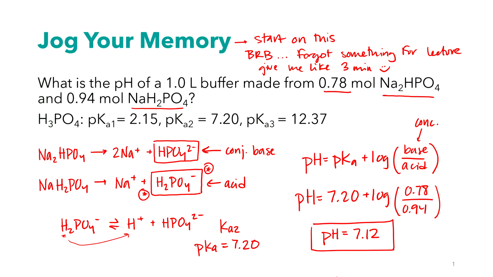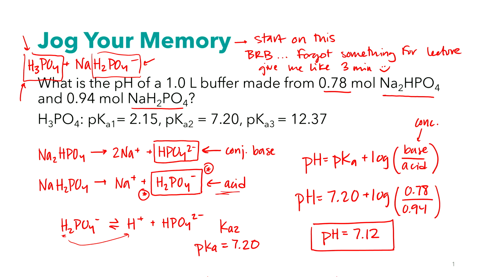If I had made a buffer with H3PO4 and NaH2PO4, let's say, then I would have been dealing with these two species. I would have looked at this and said, that's my acid, and this is its conjugate base. I should pull the pKa for that acid. That's pKa1, so that would have put me at 2.15 for my pKa. But I didn't start with those two species. I started with H2PO4 minus and HPO4 2 minus.